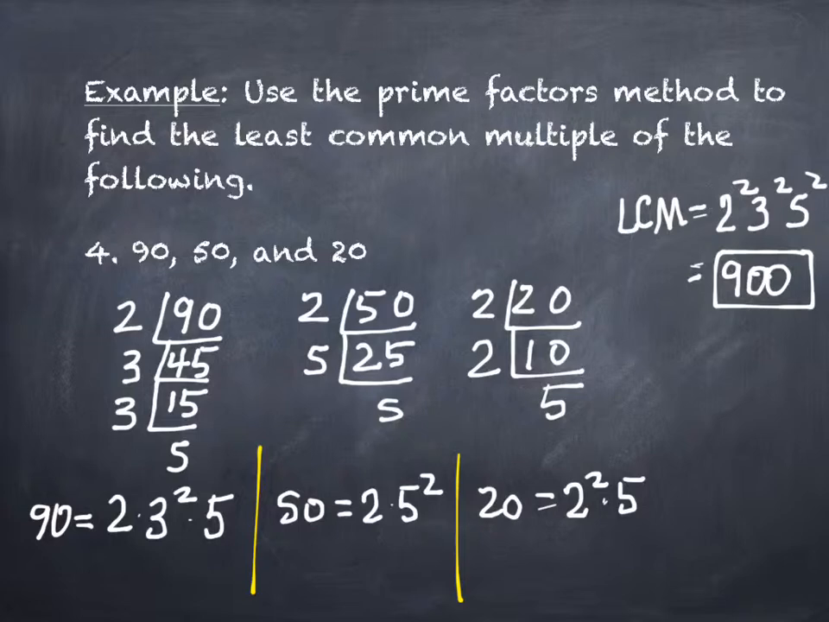One number that's larger than this that would work would be 90 times 50 times 20. I mean, that is a common multiple. It's just not the least one. So, all right, this is one method. We've got 2 others still to go.